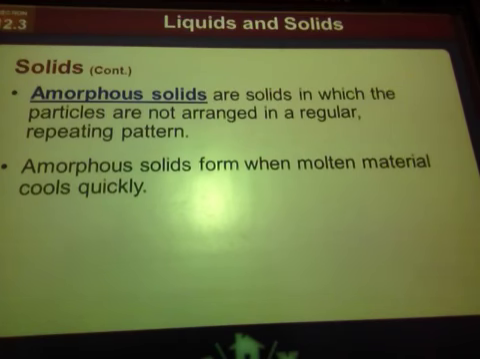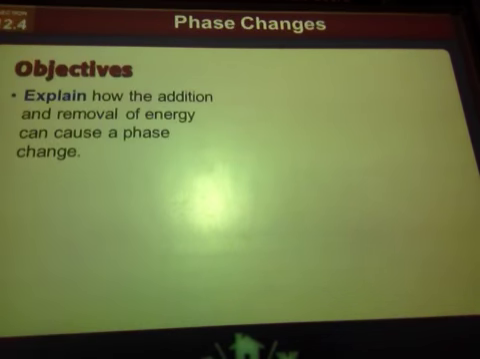Now, amorphous solids can form when molten material cools very quickly. A really good example, or actually several examples of amorphous solids are glass. Glass is a good one. Another example is rubber. And then another example is plastic. So those are all different types of amorphous solids.